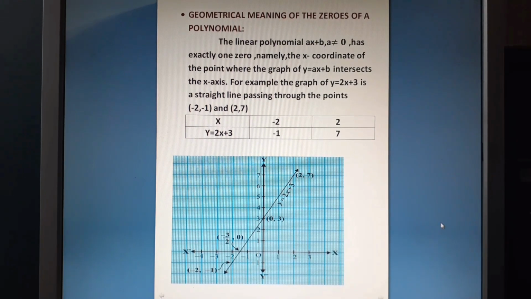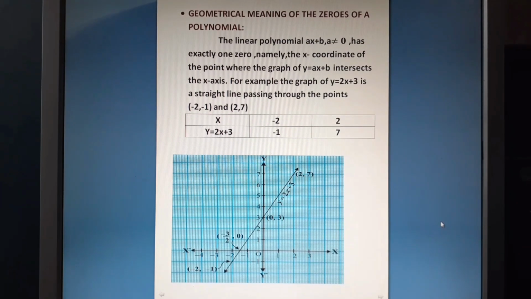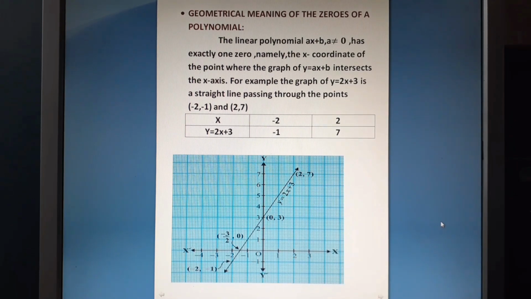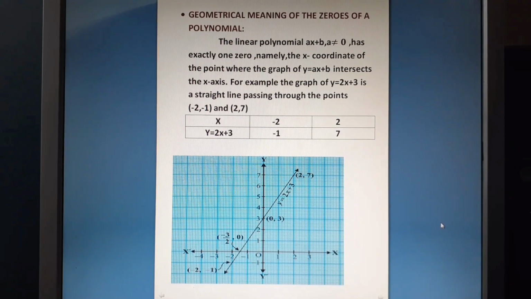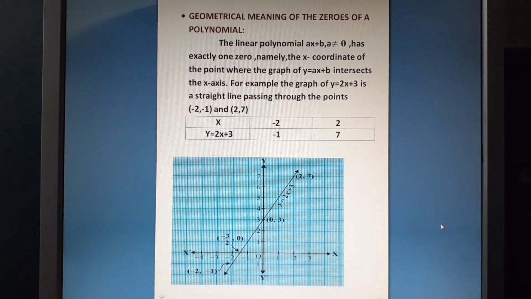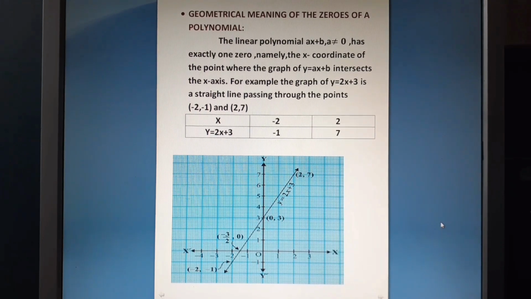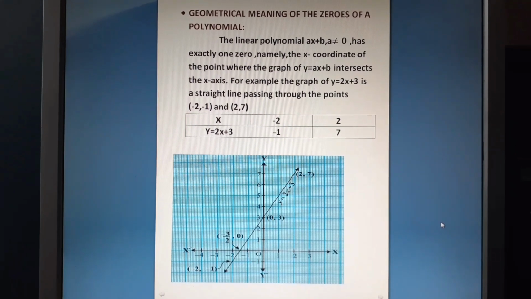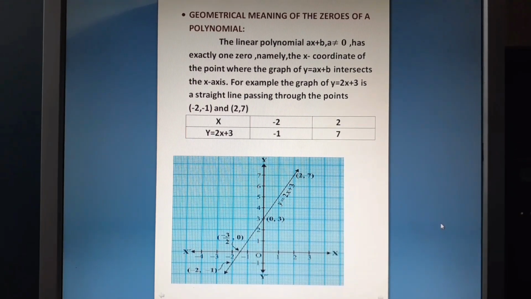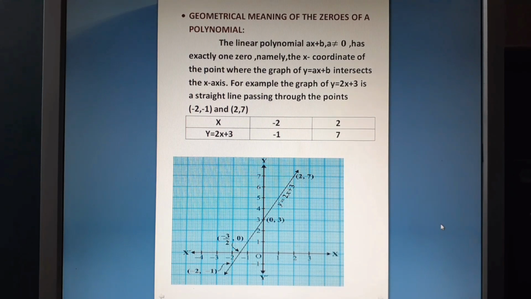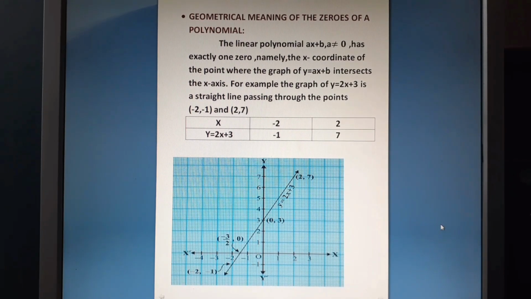For example, the graph of y is equal to 2x plus 3 is a straight line passing through the points minus 2, minus 1 and 2, 7. Take the values minus 2 and 2 for x. We get y is equal to minus 1 and 7. Plot the points minus 2, minus 1 and 2, 7. See the graph. The graph y is equal to 2x plus 3 is a straight line.